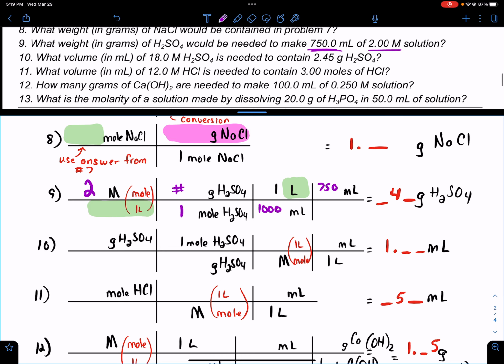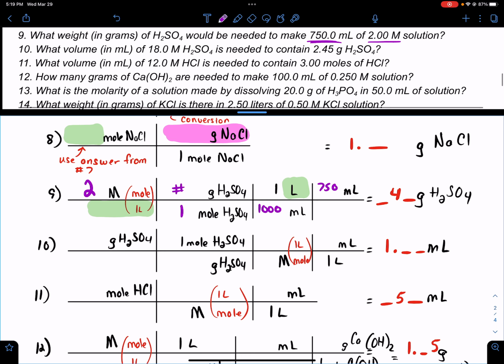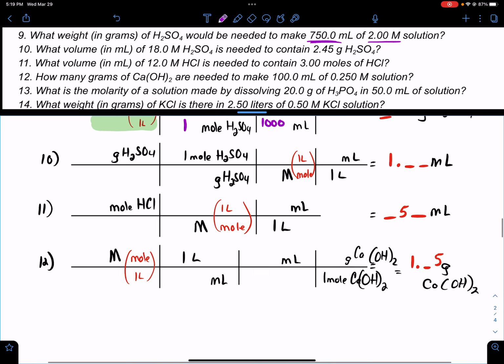Now let's take a look at the new stuff. Number 10, this is a little bit different.